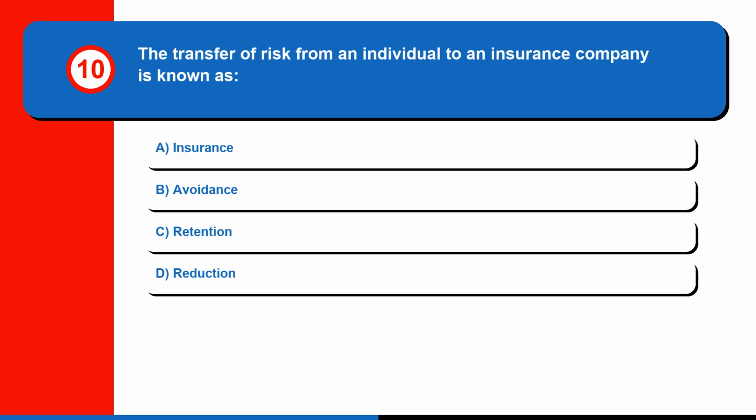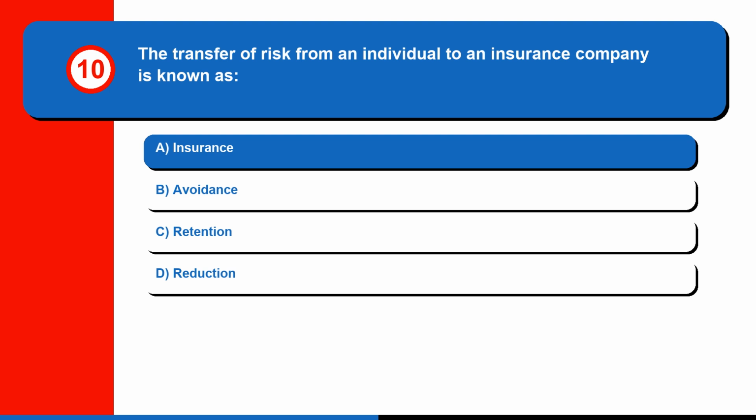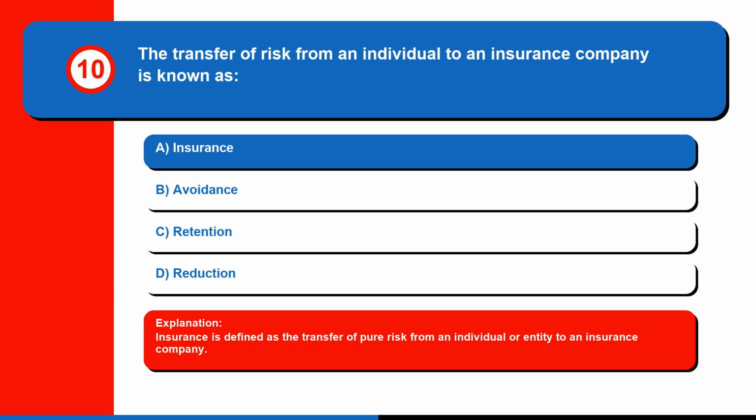Question 10. The transfer of risk from an individual to an insurance company is known as A. Insurance. B. Avoidance. C. Retention. Or D. Reduction. The correct answer is A. Insurance. Insurance is defined as the transfer of pure risk from an individual or entity to an insurance company.